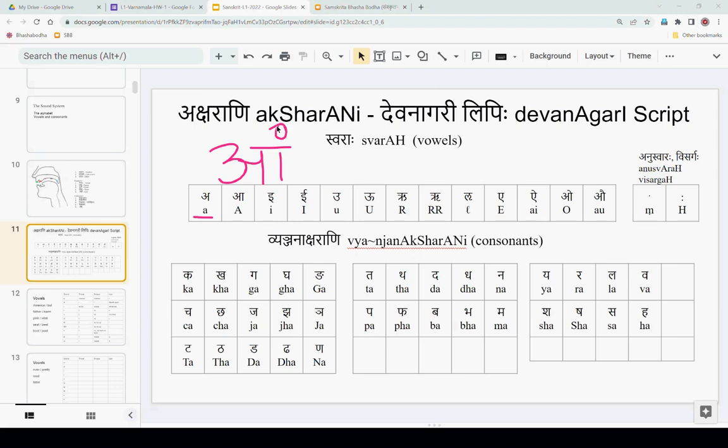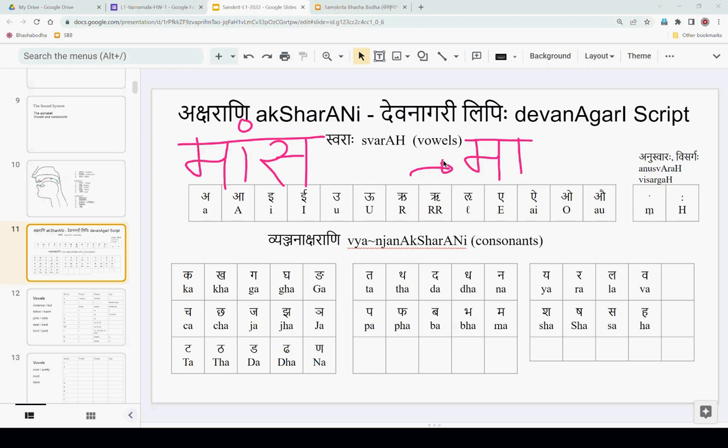For example, another thing is, like, mausa. Mausa means meat. So note that when we say ma, what is the ending sound here? The starting sound is ma. Ma is a consonant, which is represented in Devanagari like this. This is ma, consonant, vyanjanam. That is the starting sound in this symbol. And after ma, what is the sound following that? It is the a sound, right?